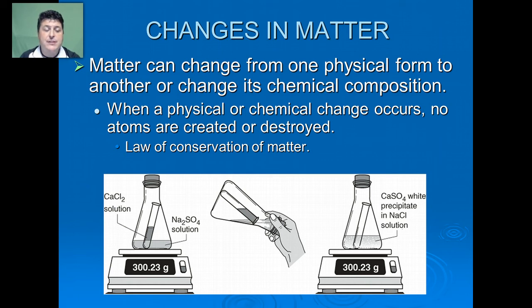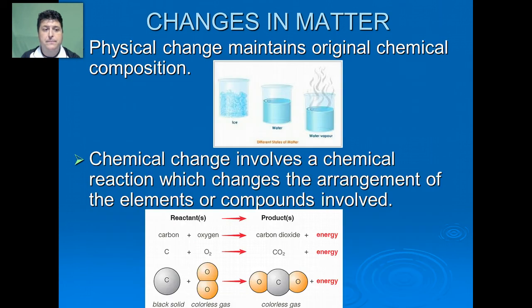For example, if we had a solution containing calcium chloride and sodium sulfate, and we mix them together, a chemical reaction is going to take place. We would receive a white precipitate of calcium sulfate and table salt, sodium chloride. But in the process, no new atoms, no new matter would be created. That mass would be conserved.